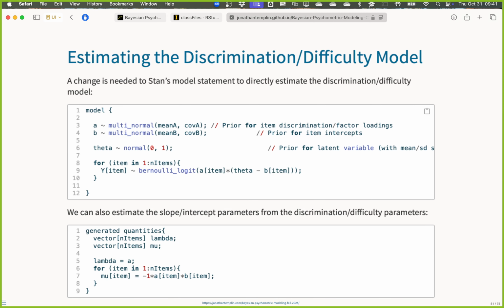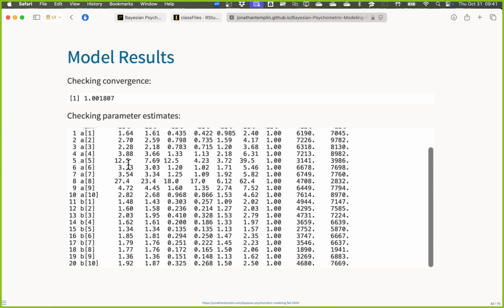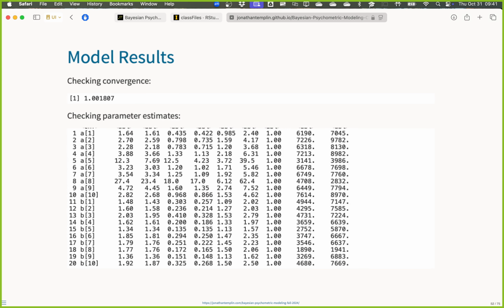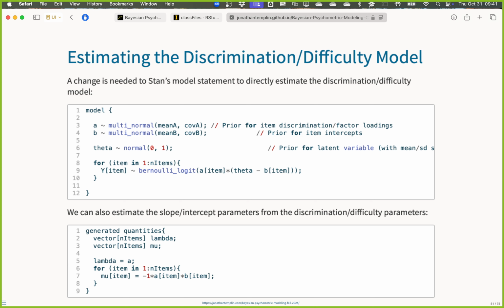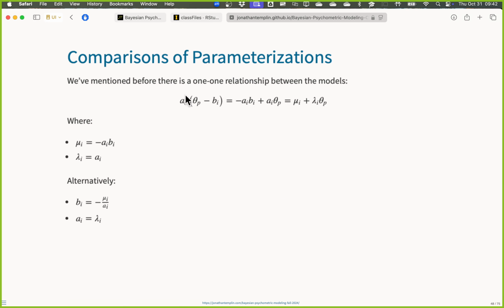But if you estimate it, the part I was dwelling on was the fact that the numbers aren't entirely equal, right? So here, for difficulty parameters, the posterior distributions are a bit different. And do you want to talk about why? Think of it this way. Here's our formula. This is discrimination difficulty. This is slope-intercept, right? So guess what happens in slope-intercept?